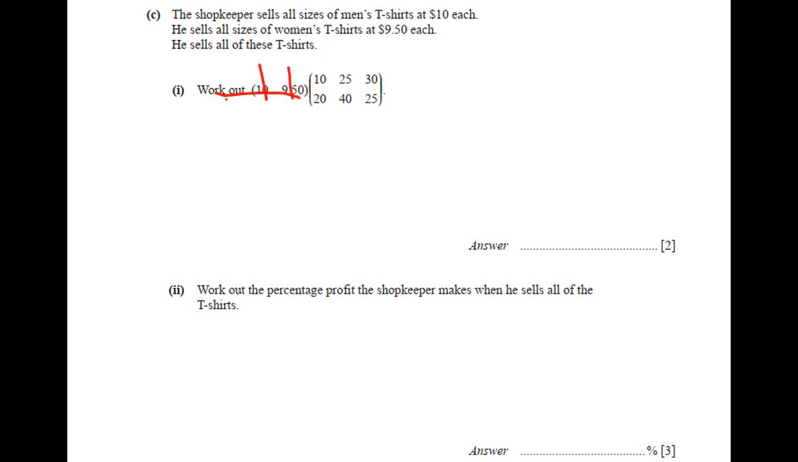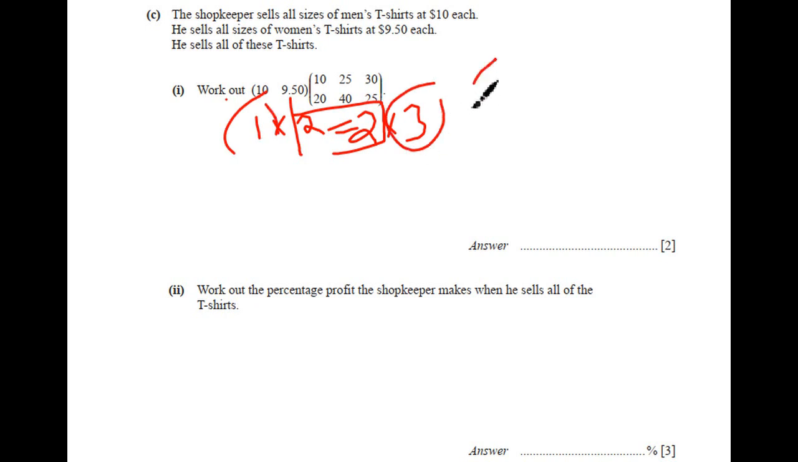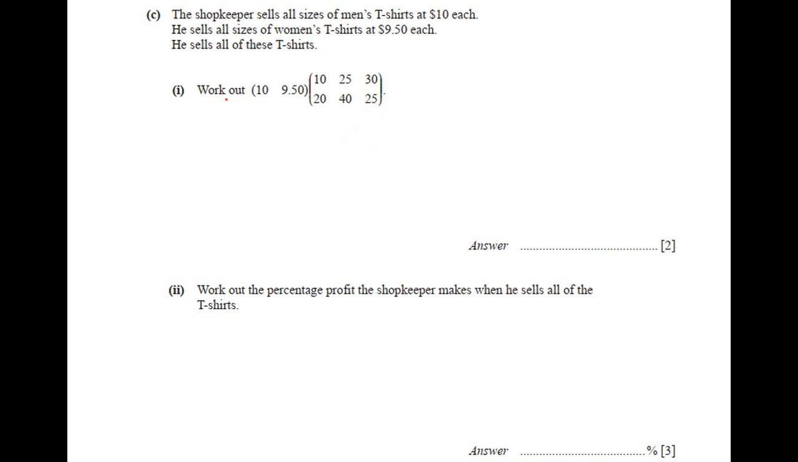So 1 times 2, and this one has 2 rows and 3 columns. So 2 by 3. So since these two are equal, multiplication is possible, and the resultant will have 1 row and 3 columns. That means it will look something like 1 row and 3 columns. Alright, keep this in mind.